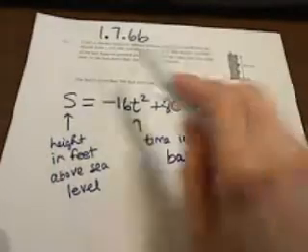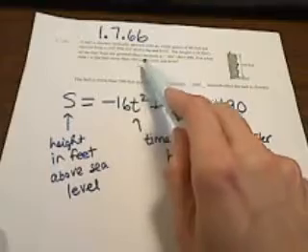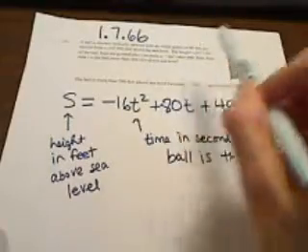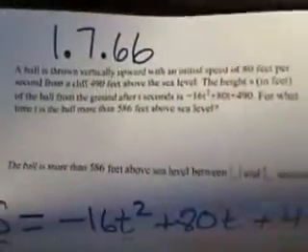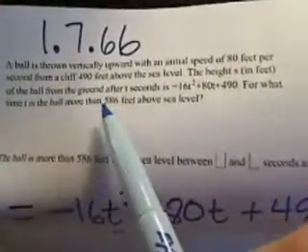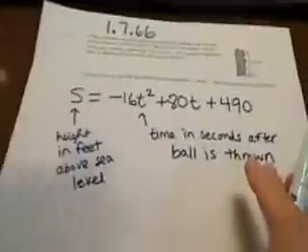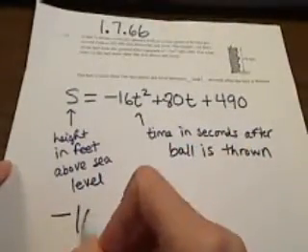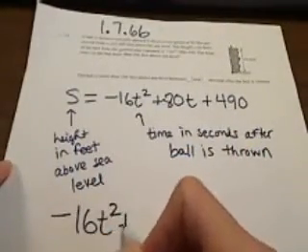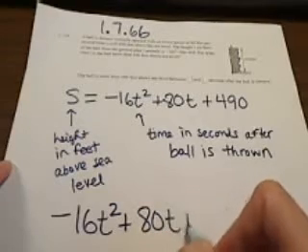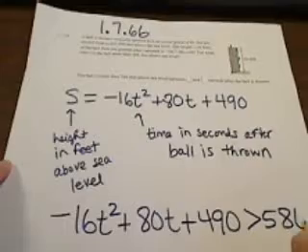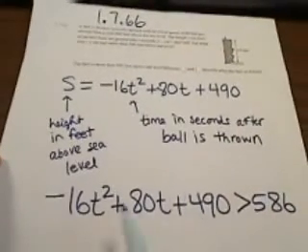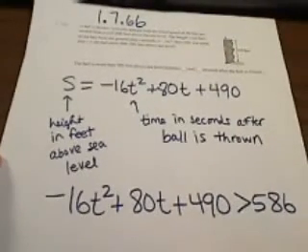So it says, for what time t is the ball more than 586 feet above sea level? What they're asking us when they say for what time t is it more than 586 above sea level, essentially what they're saying is, for what time values is this equation right here greater than 586. So they're actually asking us to solve this for time t.